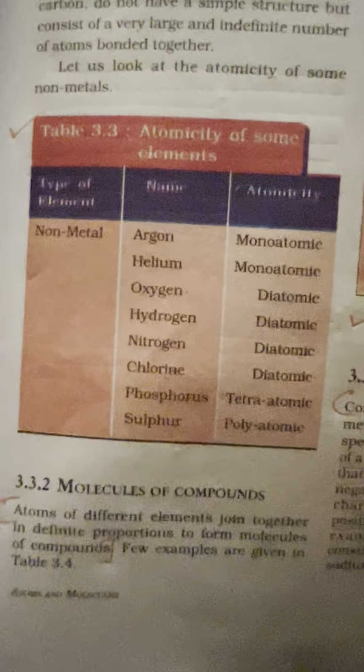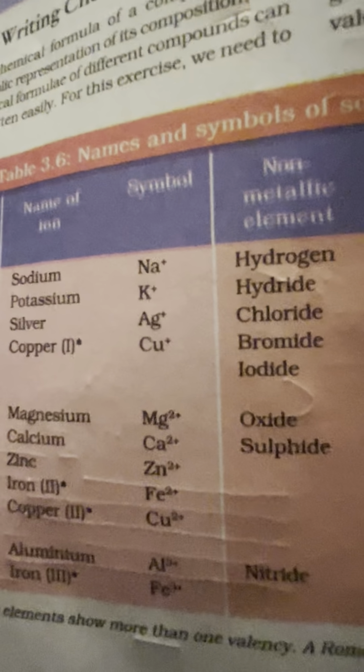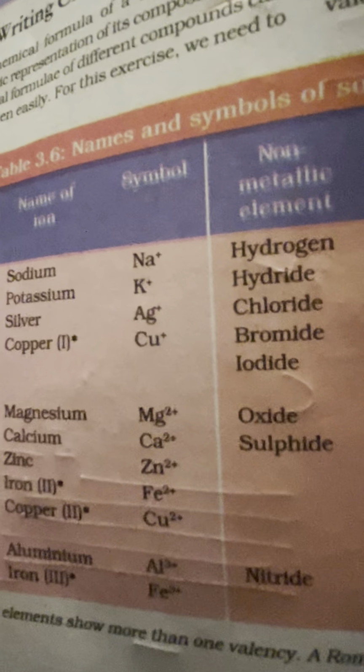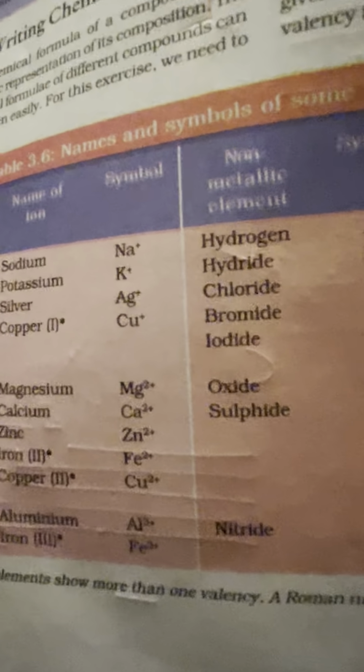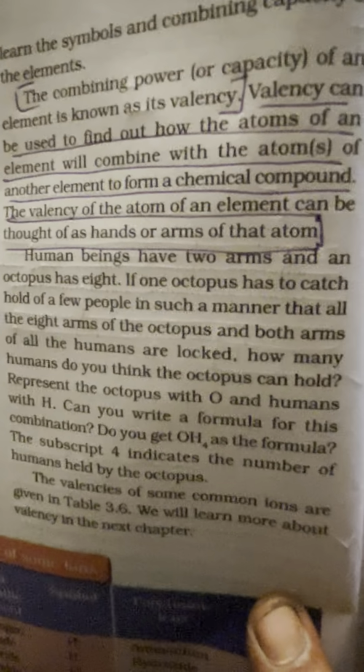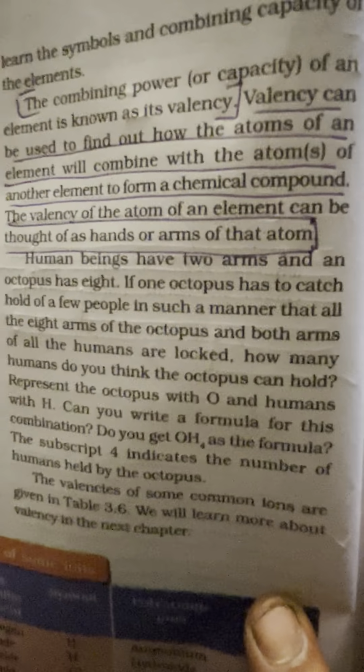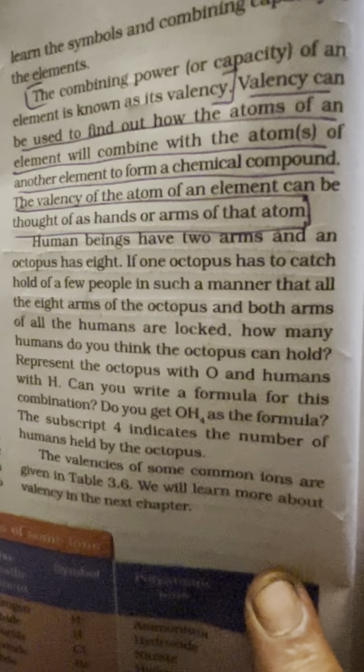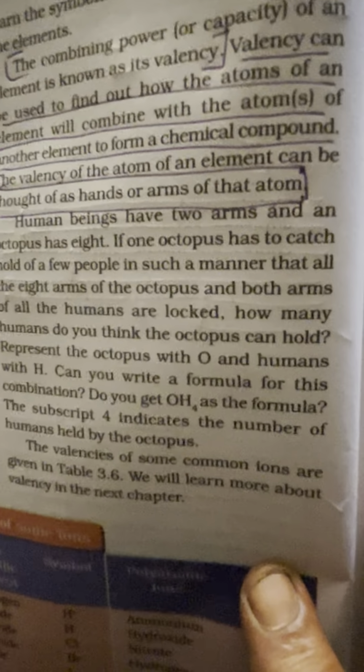How to write the chemical formula? You can see in this table it is given very nicely. Sodium, let us see the valency: +1, potassium +1, silver Ag +1. You can see the table. The combining power or capacity of an element is known as its valency. Valency can be used to find out how atoms of an element will combine with the atoms of another element to form a chemical compound. Valency of an atom of an element can be thought of as the hands or arms of that atom.